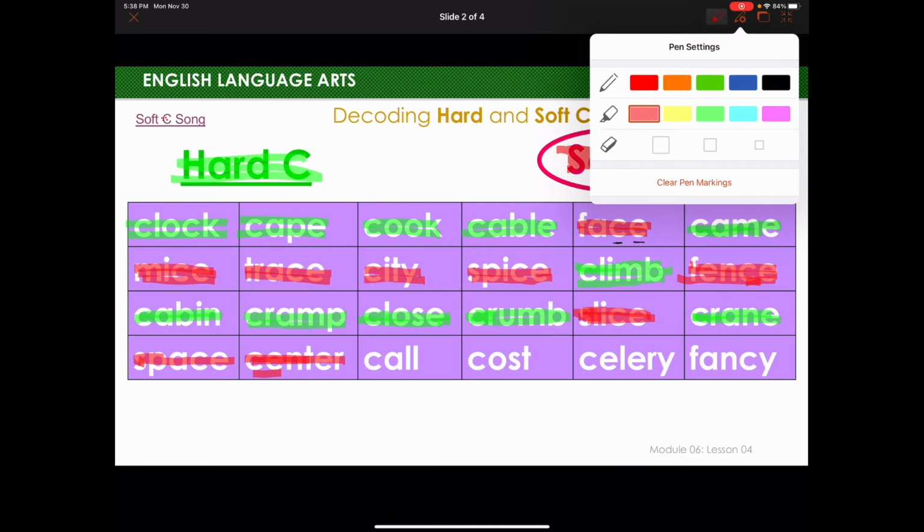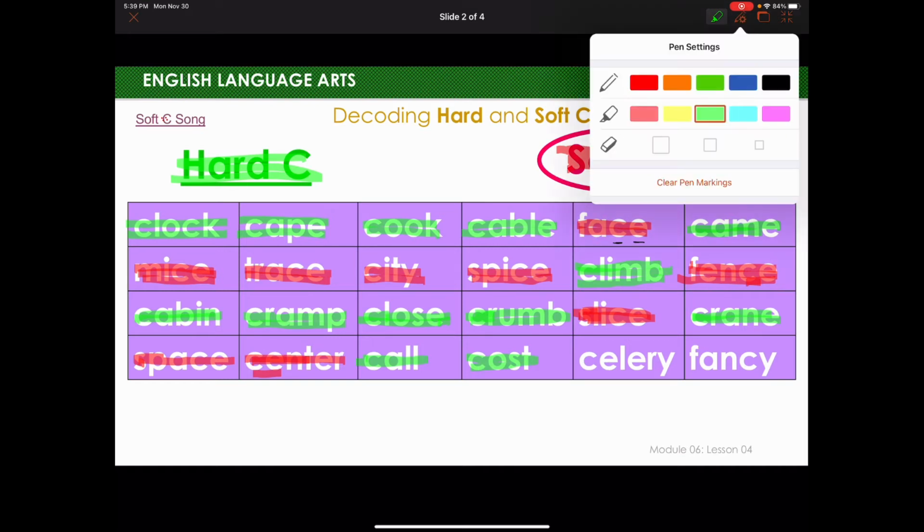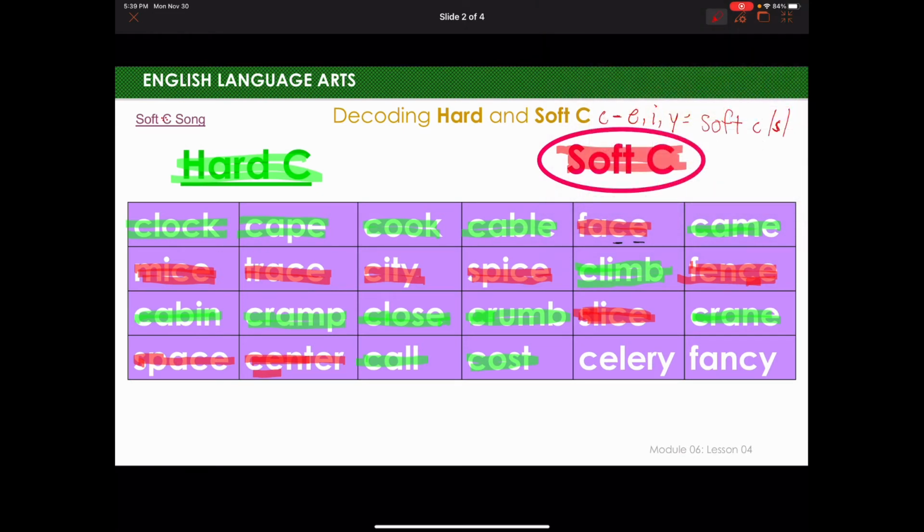Okay. There is no I or E after this one, so this is going to be a hard C. We have call, cost. Oh, what's this one? C and E makes the soft C sound, which says S. So we have celery. Very good. And the last one, if I have a C followed by a Y, it's also going to make the soft C sound. So I have fancy.